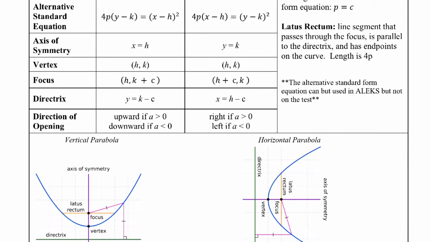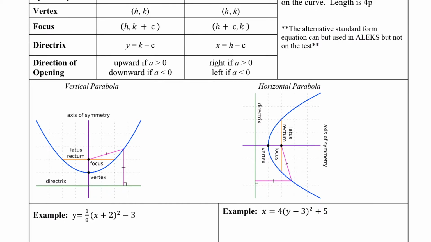So I'm going to go down to the picture so we can start talking about the different parts. Okay. So we still have a vertex, and our vertex is always going to be H and K. And then from the vertex to the focus, we're going to call this a distance of C. And then from the vertex to the directrix line, that will be the same distance of C. So that means that our vertex is always directly in the middle between the focus and the directrix.